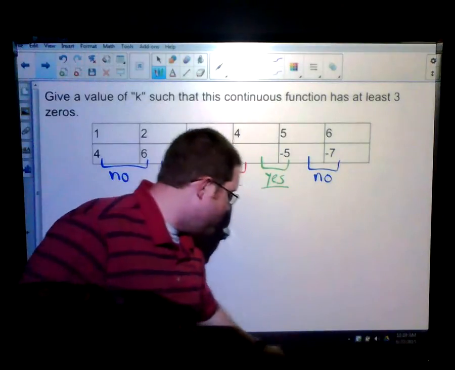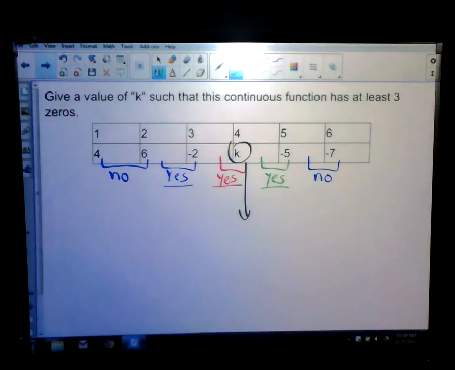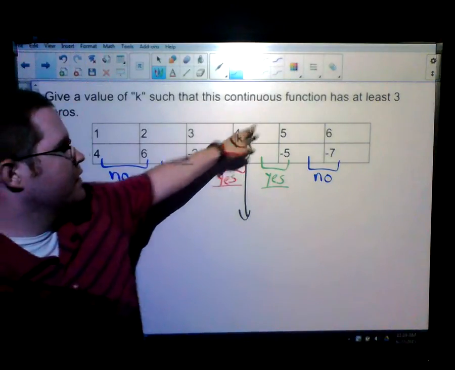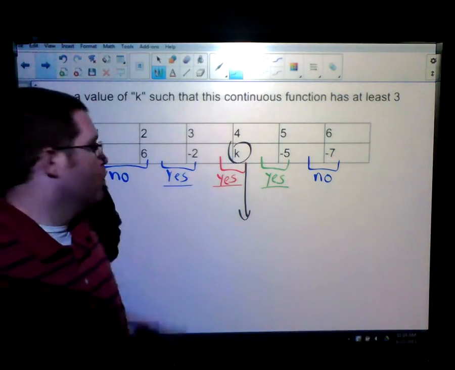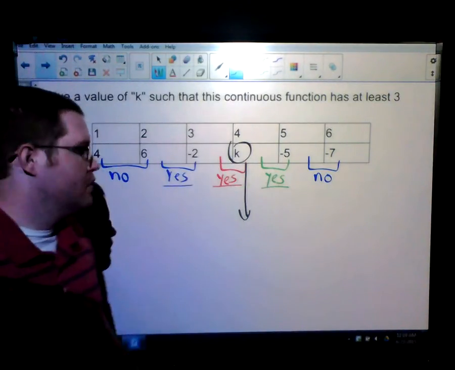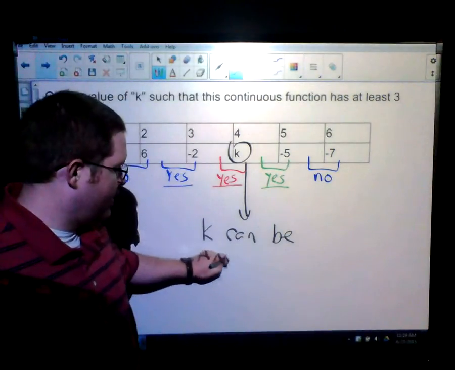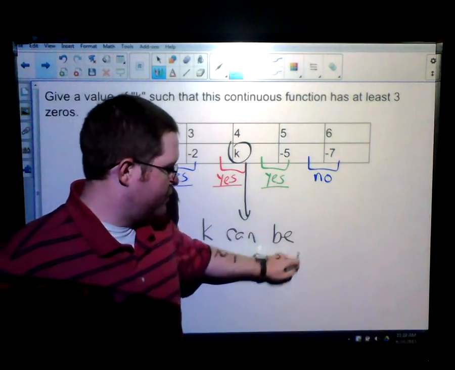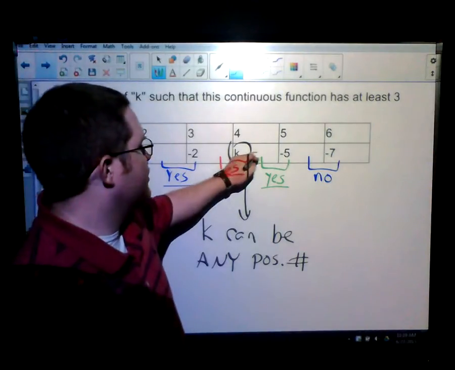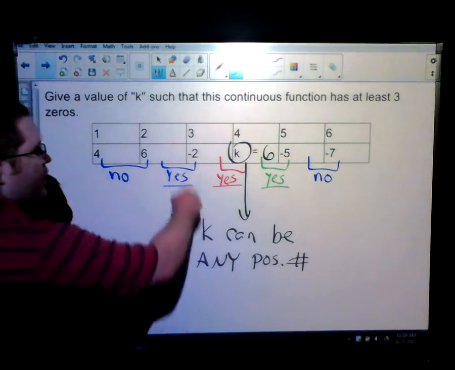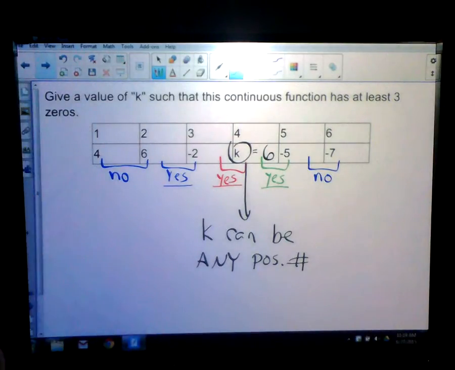So I need to find a value of k such that from -2 to here is a 0, and then from here to -5 is a 0. Well, what kind of number do I have to put in here to make sure that this is a 0 and this is a 0? k can be any positive number. Any positive number for k. For example, if k was equal to 6, I can't go from -2 to 6 without having a 0. And I can't go from 6 back to -5 without having a 0.